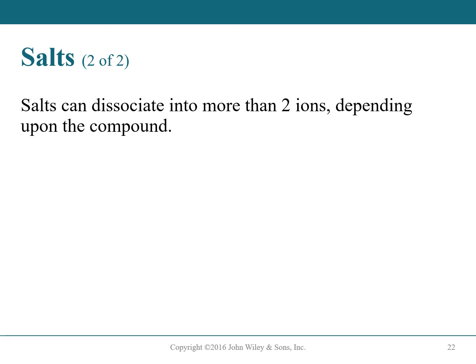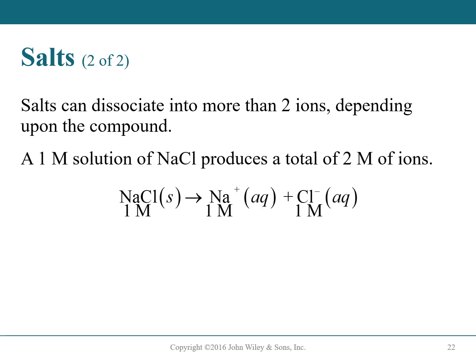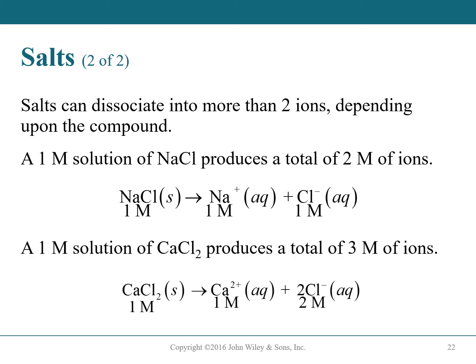Now salts can dissociate into more than 2 ions. So here, sodium chloride produces 2 molar of ions. But here, calcium chloride, when this dissolves, I get 1 calcium ion, but I get 2 chloride ions. So in sum, I get a total of 3 moles or 3 molar of ions.